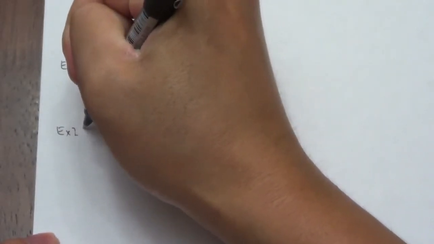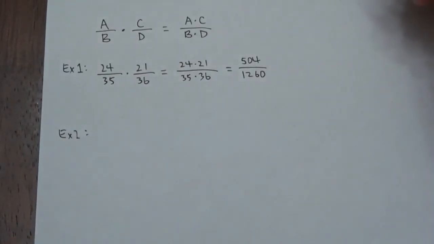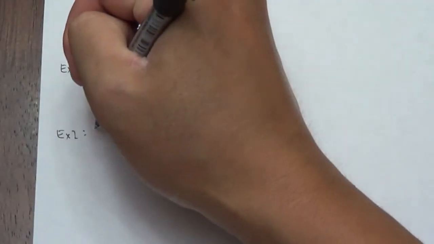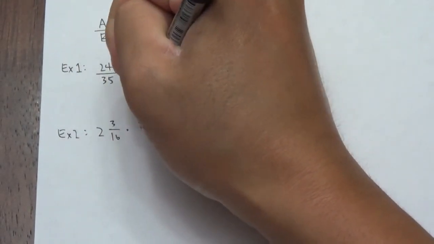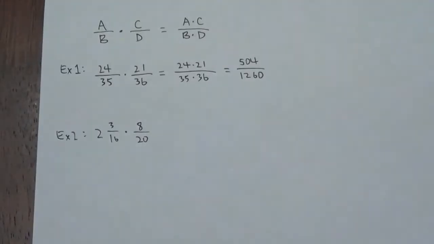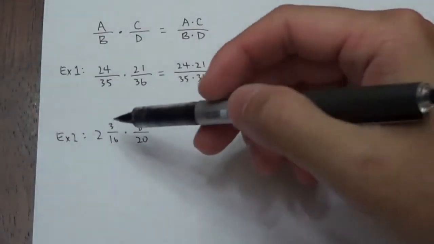All right, now just another example. I've got example 2, and I'm actually going to throw in a mixed number. So what happens if we have a mixed number?